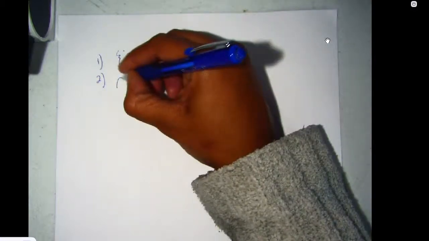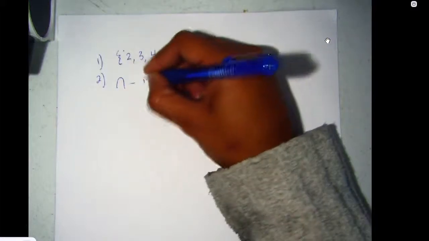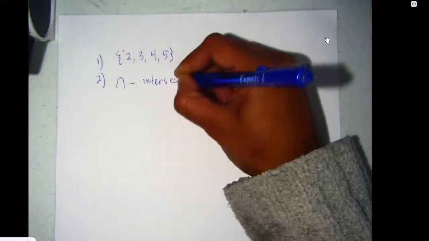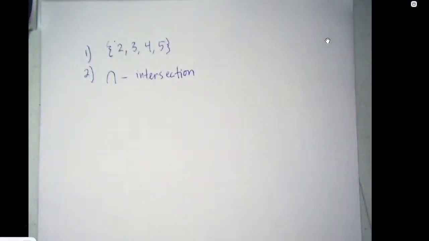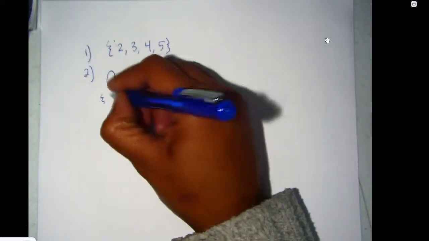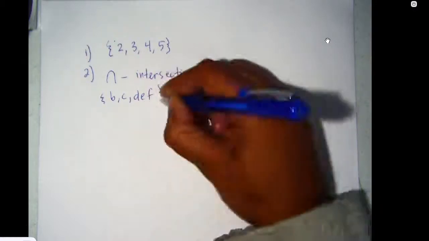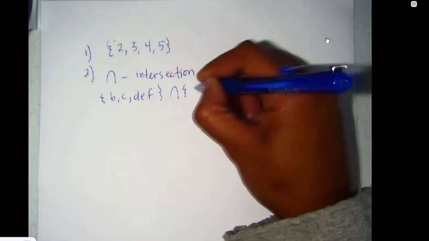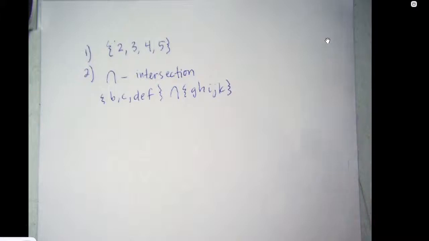Okay, for number two, it says find the intersection. So remember, when there's an upside down U symbol like that between two sets of data, then this is the intersection. So when we say intersection, we mean the overlap, or what they have in common. So if I look at the first set, which is the letters B, C, D, E, F, and then we want to intersect with G, H, I, J, and K. Well, what you notice, of course, is there are no common letters between the two of them. So it's basically the null set.